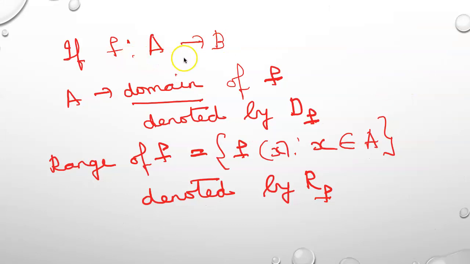So if f is a function from A to B, A is called the domain of f, denoted by D(f). Now the range of f consists of the set of all elements f(x) such that x belongs to A. So the range of f is denoted by R(f). The range of f is the values of f(x) and the domain is the values of x.